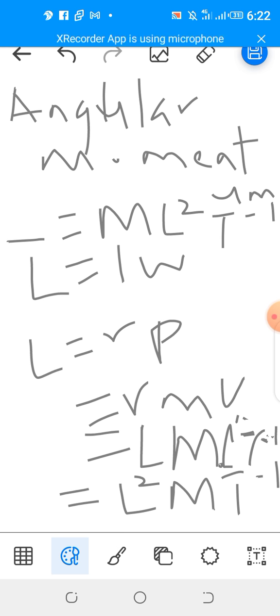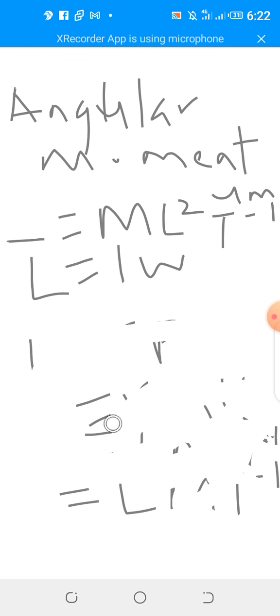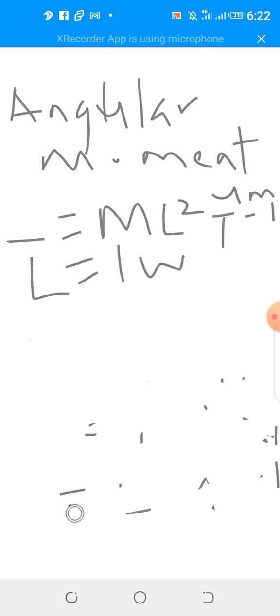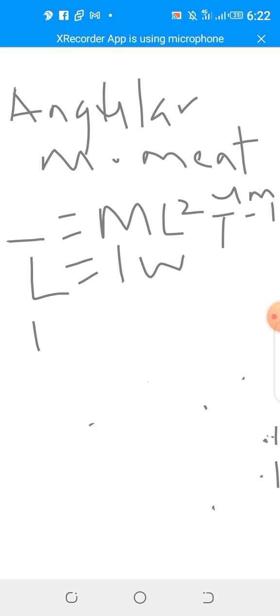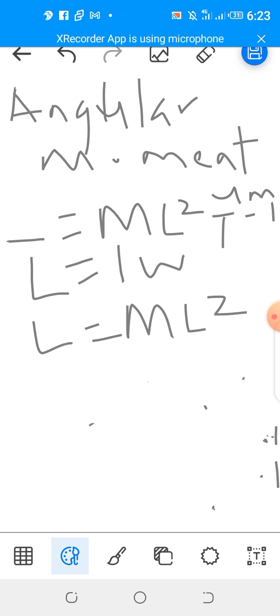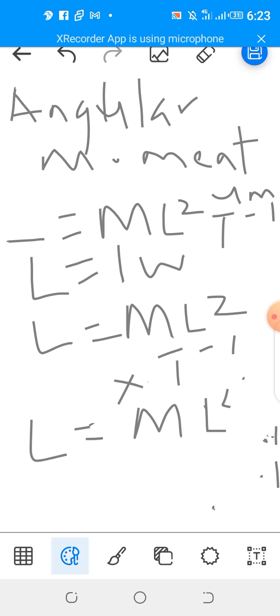Or we can do it this way. Inertia, we did inertia the last class, so you can check it. The dimension of I, inertia, remember, is M L squared, times what's the dimension of angular velocity? You know, it's T minus 1. So L is still M L squared T minus 1.